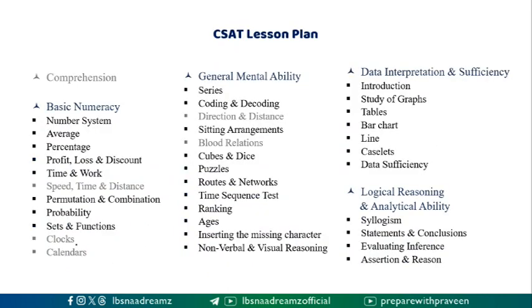So with this, we are completing clocks. So far we have completed comprehension, speed, time and distance, calendars, direction and distance, and blood relations. So we have completed 6 lessons.